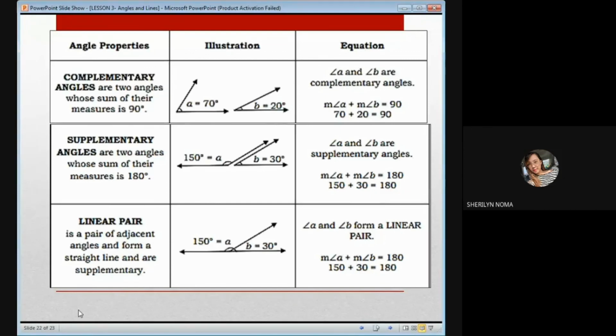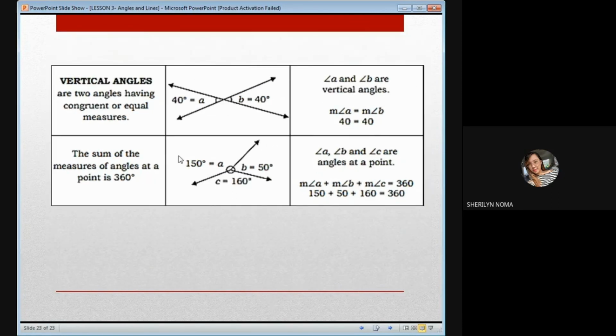And then, for the linear pair, review lang to ha, parang summary lang talaga. A pair of adjacent angles that form a straight line and are supplementary. Okay? Adjacent siya at the same time supplementary, which forms or the sum is 180 degrees. And then, the vertical angles, two angles having congruent or equal measures. So, ibig sabihin po, dapat po magkasukat po yung vertical angle. So, if this is 40 degrees, then the other angle is 40 degrees din.